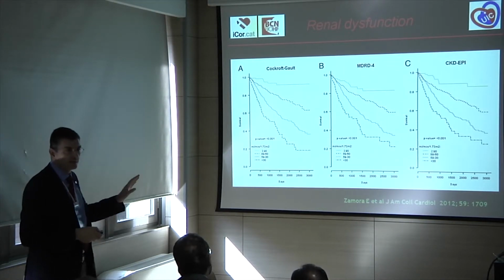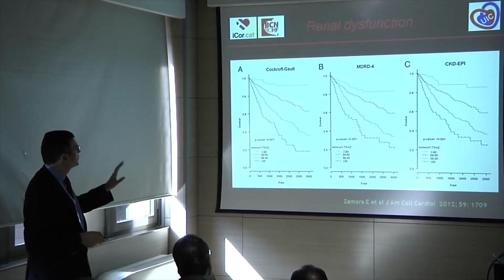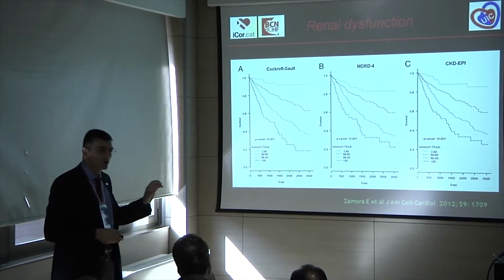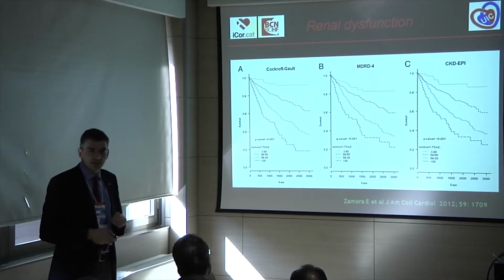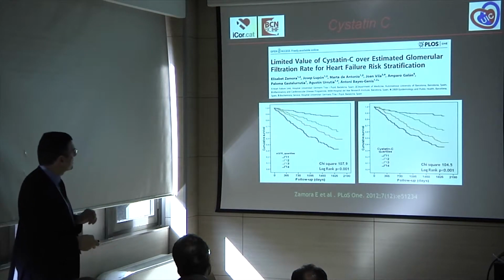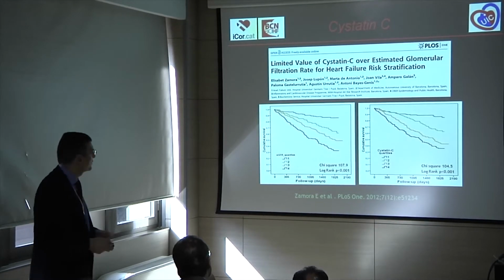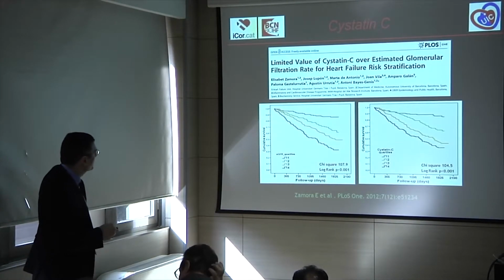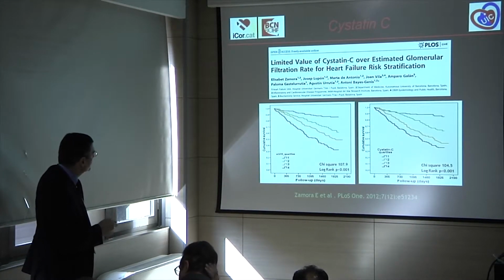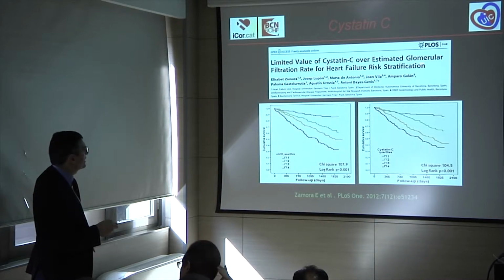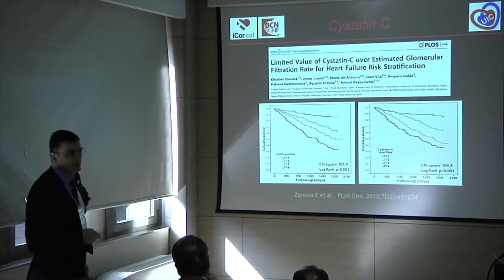It's irrelevant. Do I use eGFR or the new, more sophisticated cystatin C biomarker? Well, we wanted to demonstrate if cystatin C was the marker we needed for renal dysfunction, and we recently published that cystatin C has very limited value over eGFR for heart failure risk stratification.